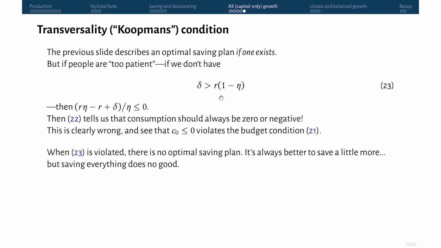I think this is just a technicality in practice, but it's just something to make sure is satisfied. And note that you can be perfectly patient and still satisfy this condition. As long as eta is greater than 1, which, as we've seen, is typically what is found, and the interest rate's positive, then you have a 0 on the left and you have something negative on the right, and there is an optimal saving plan.